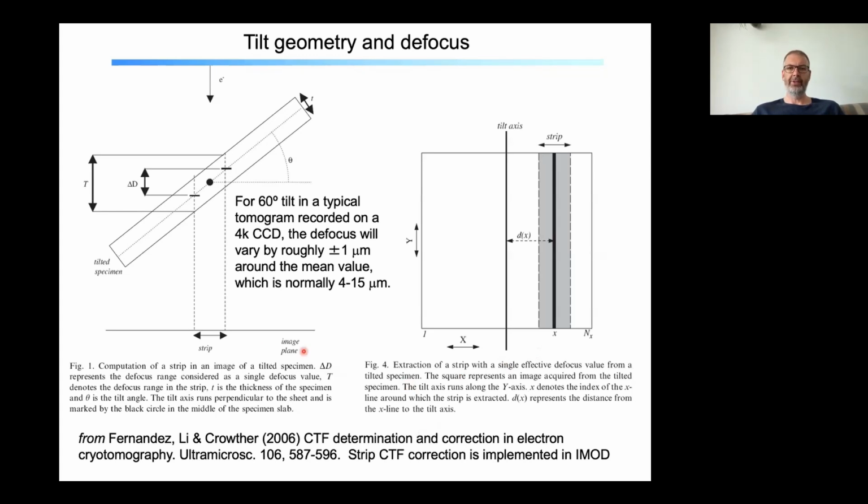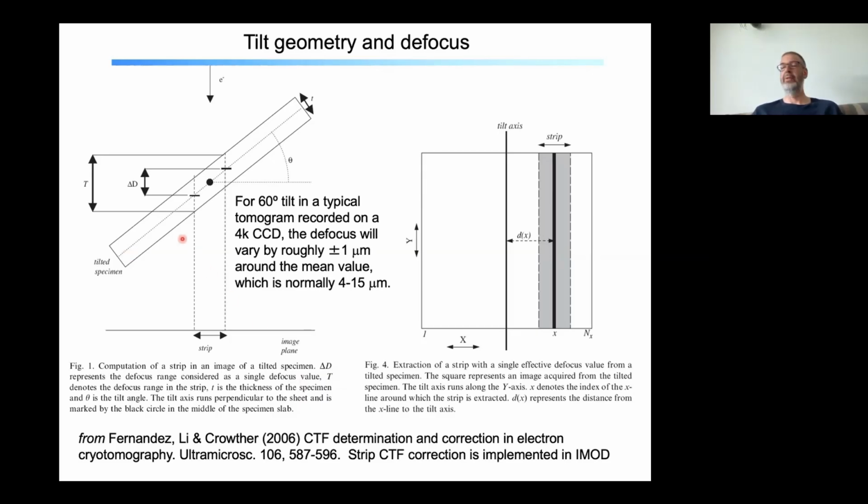So again, this is just shown here. If we look at this tilted specimen, okay, it's a CCD image, but most of our images are still around 4K. So it means you roughly would have a 1 micron difference in defocus from one side of the specimen to the other.